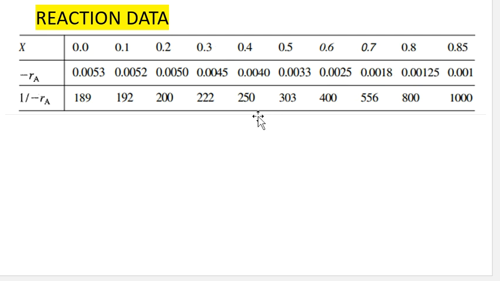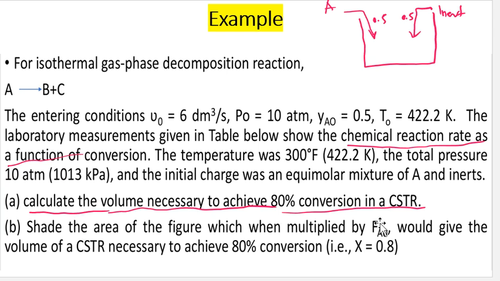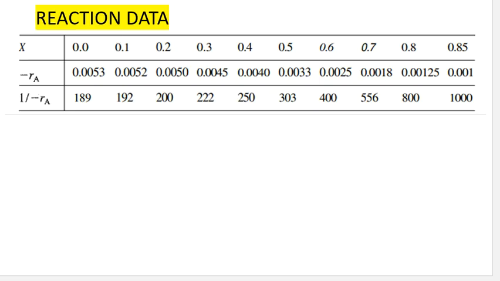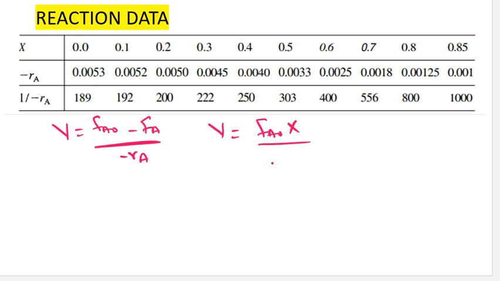Now, let's see how to do this. They ask us to do what? To calculate the volume of the CSTR for 80% conversion. So, what is the equation? V is equal to FA naught minus FA over minus RA in terms of FA. But in terms of conversion, V is equal to FA naught X over minus RA. So we are going to use the one in terms of conversion because that is the term the table gives us. But to do that, we need to calculate our FA naught.